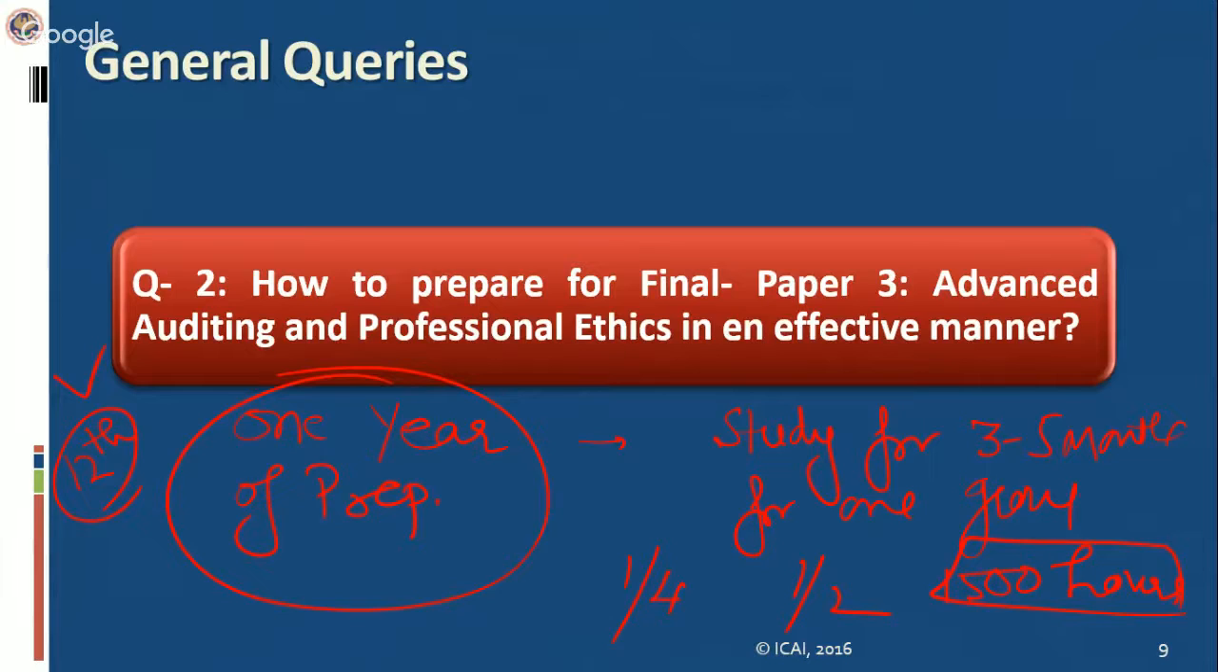Still, 1500 hours means if you devote 10 hours a day, that comes out to 5 months. Means 5 months you should study for one of the groups. So this is part of strategy, part of preparation, I tell you. Now if you see, a lot of learning is required. A lot of learning is required, I tell you.